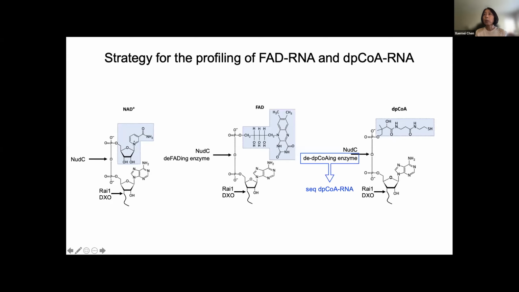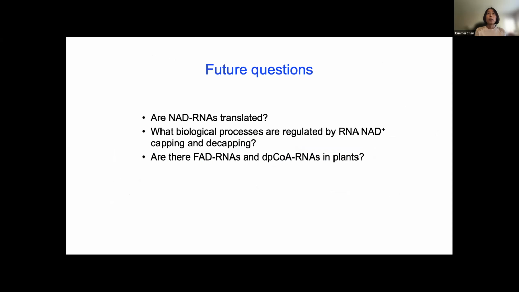So we thought that what we can do is to first treat total RNA with these enzymes, and then we would turn the DP-CoA RNA into 5' monophosphate RNA, and we can sequence them. And once we have removed the DP-CoA RNAs, then we can treat the remaining RNA with the deFADding enzyme, and then we can sequence the FAD RNAs. So this is something that we are developing at the present, so stay tuned. In terms of future questions, we would like to address whether NAD RNAs are truly translated, and if they are, how are the NAD RNAs recognized by ribosomes?